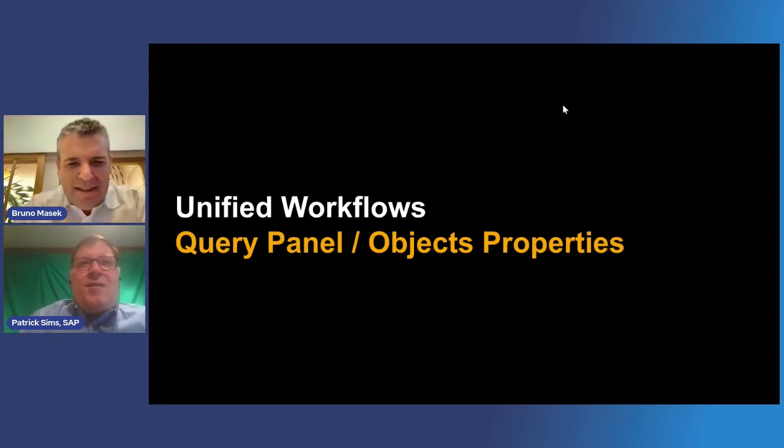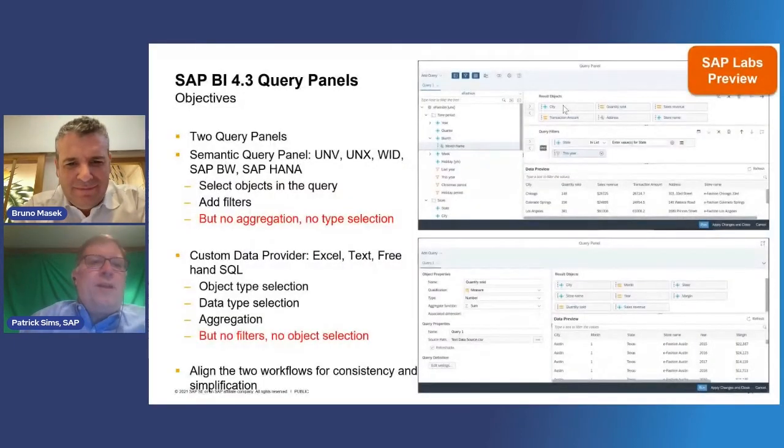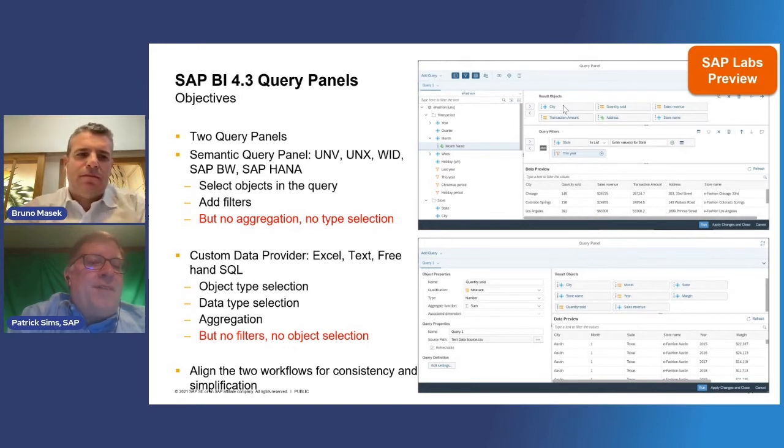Okay, so the next subject is unified workflows. So what is this talking about? Well, in 4.3, and especially those of you on 4.3 Service Pack 1, you're aware of this, that in the 4.3 initial releases, we ended up with 2 different query panels based on the type of data we were accessing. There was one for the semantic query panel, which included your universes, WIDs, BW, and HANA. And then there was a separate query panel for custom data providers, that included Excel, text, or freehand SQL. So it was 2 different workflows, and we wanted to align those for consistency and simplicity.